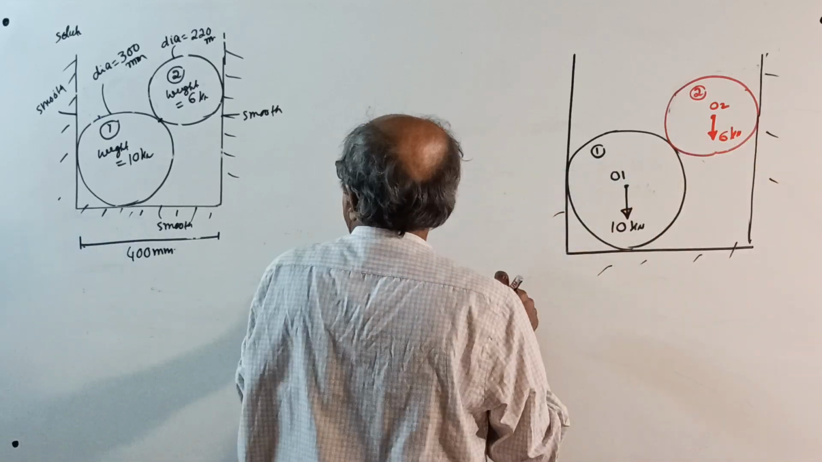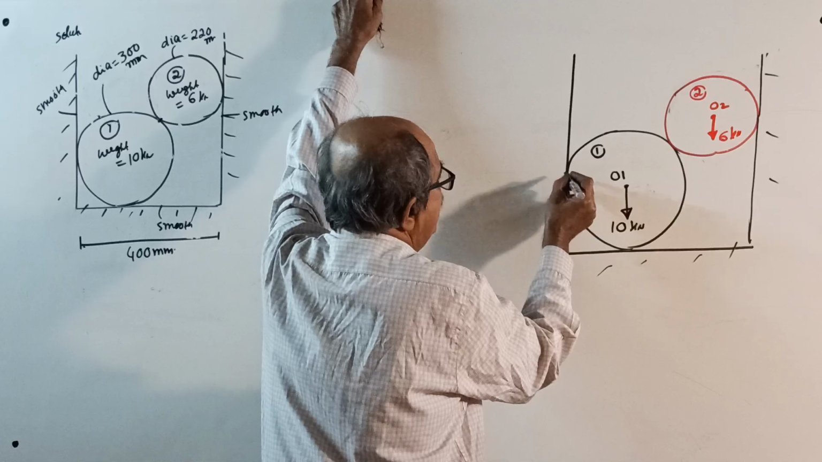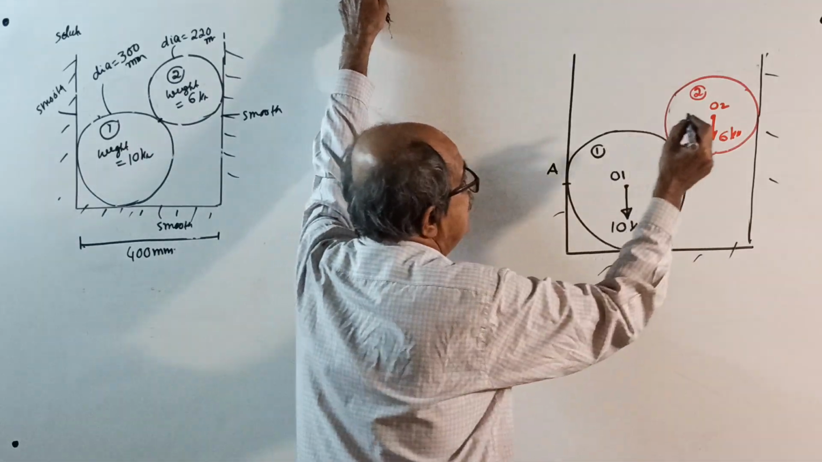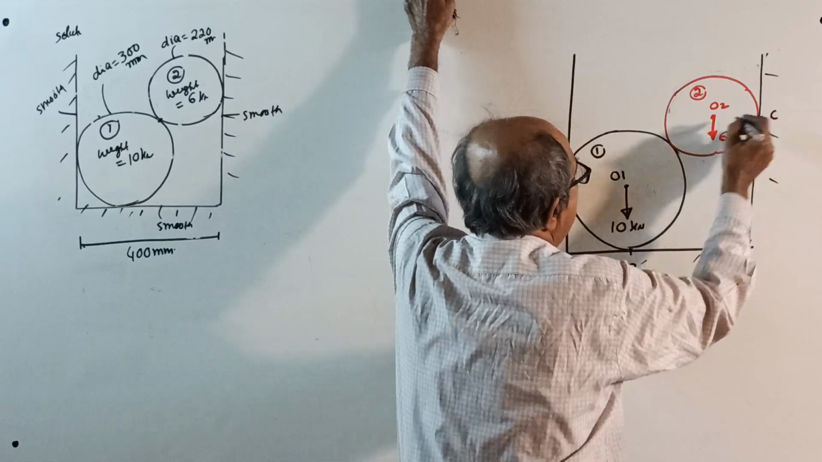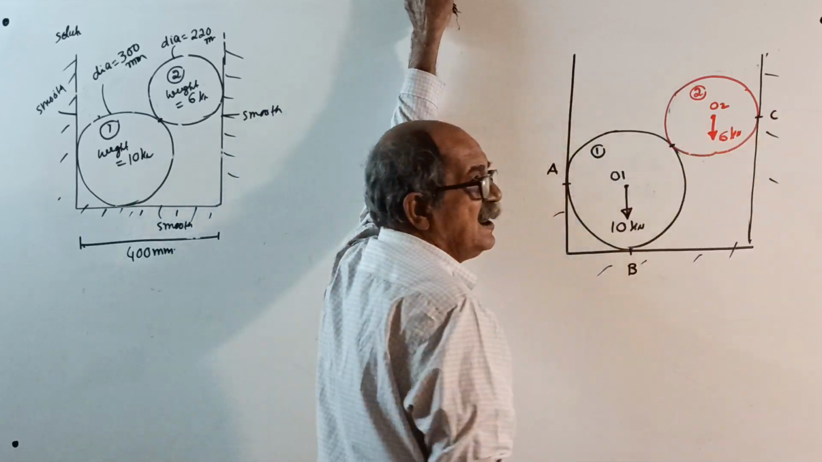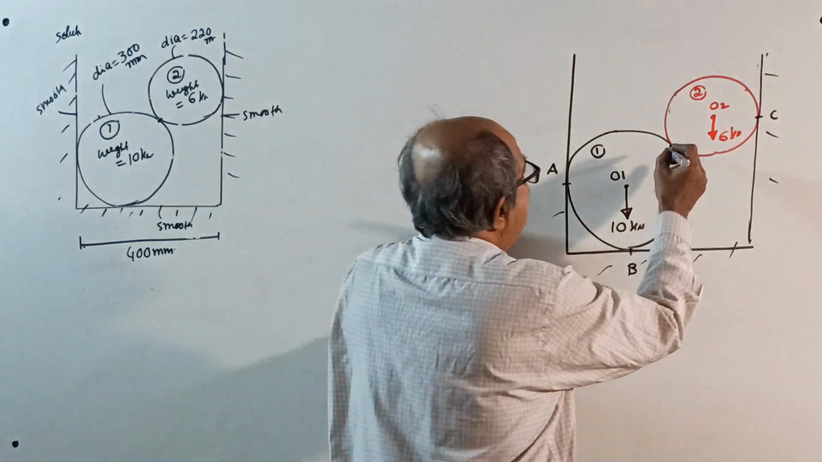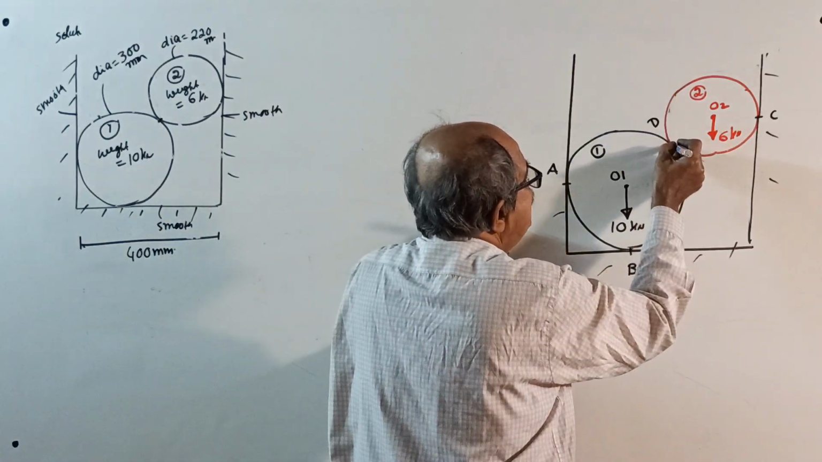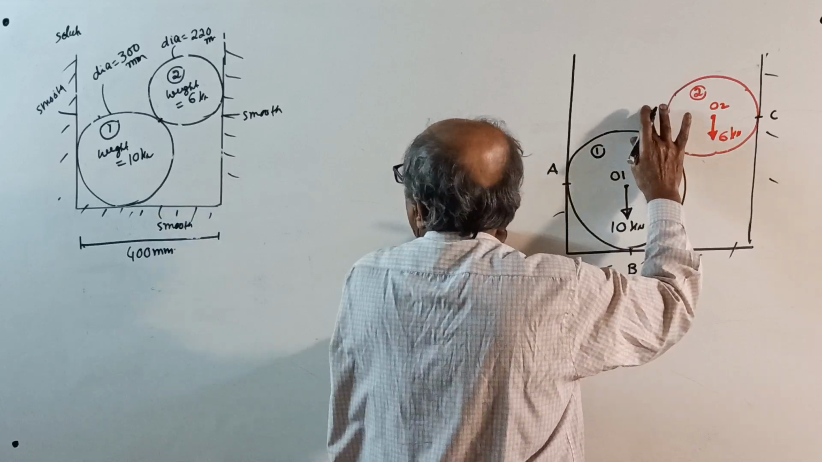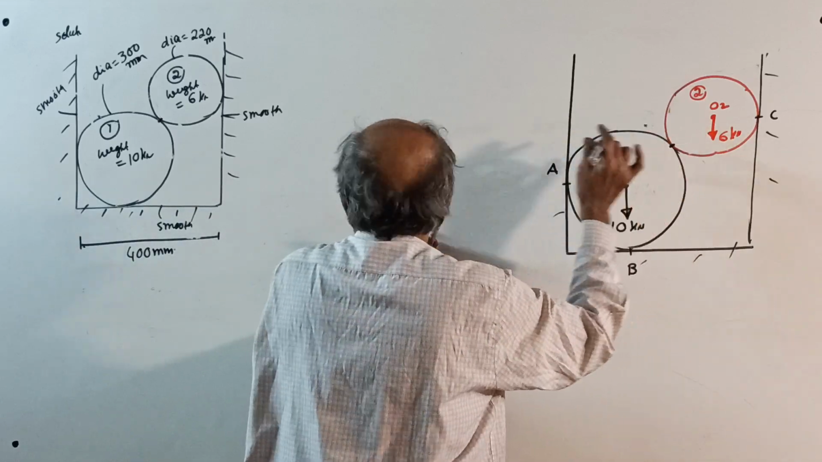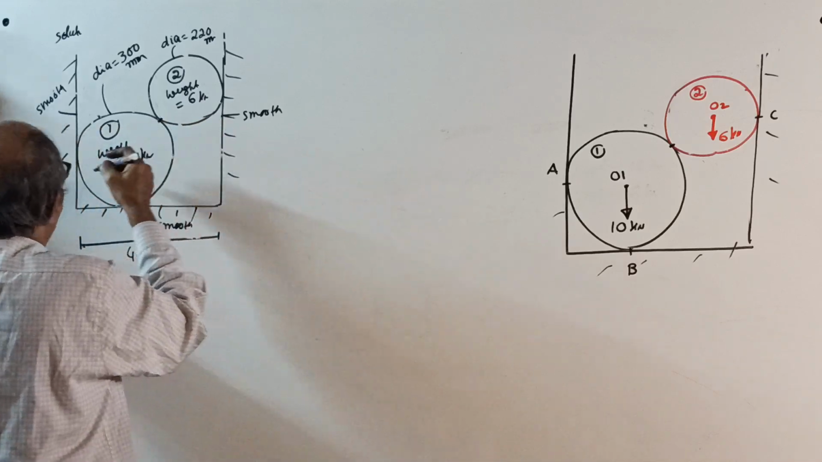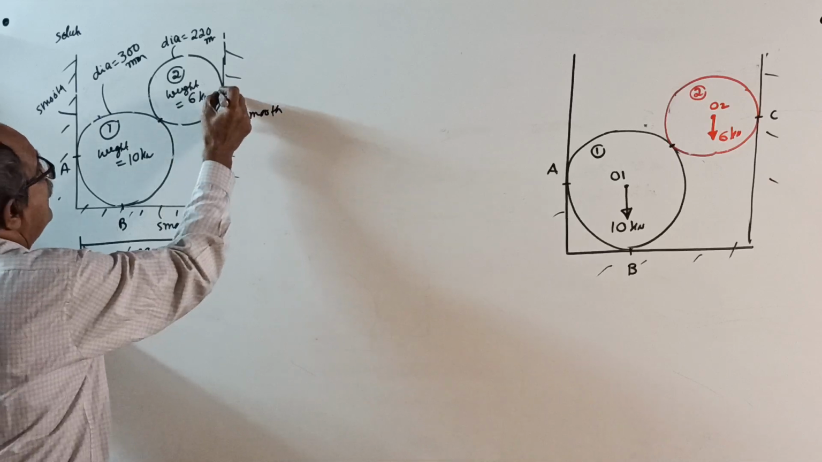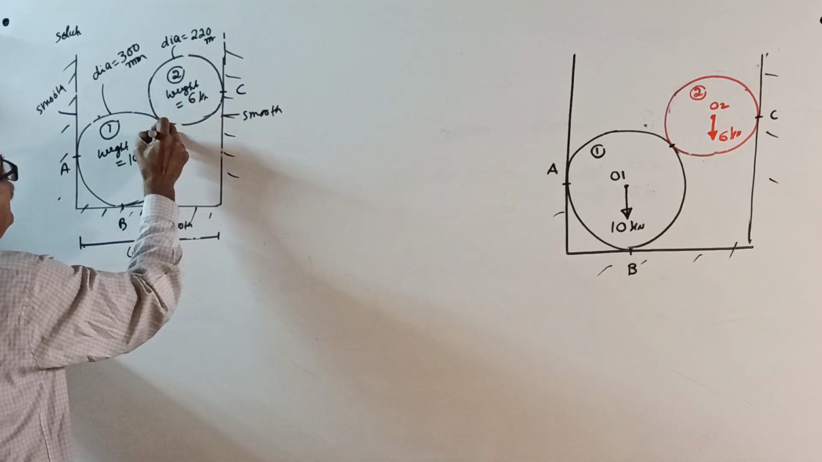Now, see, this contact point I will call A. This contact point I will call B. This contact point I will call C. This mutual contact point I will call D. Some name is required, so remember, this is D. So here only I'll write. See, this is A, this is B, this is C, this is D.